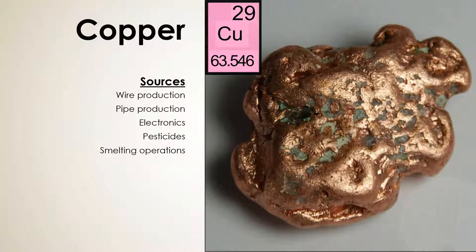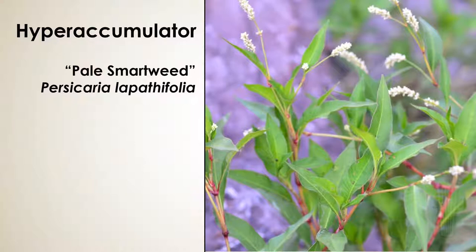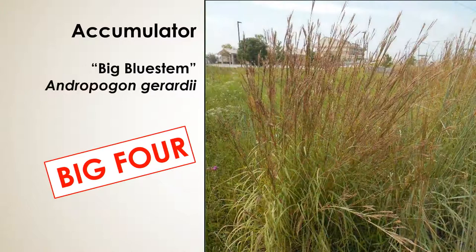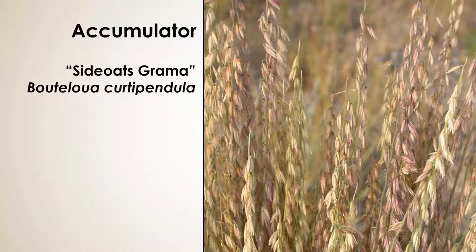Copper, sources of copper in our environment: pipe production, electronics, pesticides, and smelting operations. There's that smartweed, pale smartweed, again, Persicaria lapathifolia, hyperaccumulator of copper. One of those big four species, little bluestem, an accumulator. Big bluestem. Sideoats grama. Sunflower.